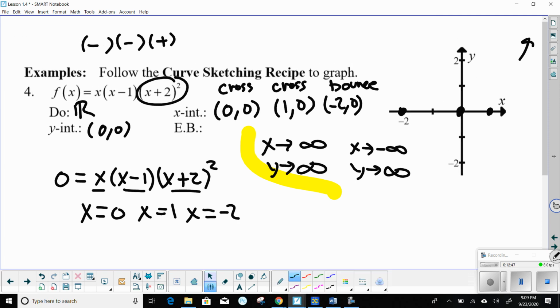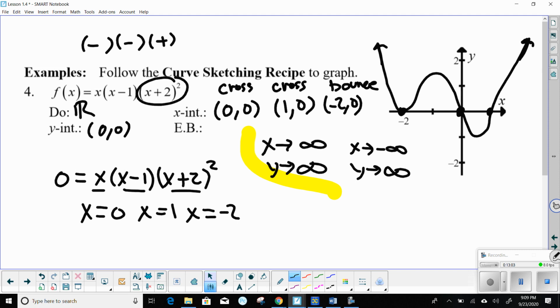Okay, so I know we said go to the left, it's going up. So we said at -2, it has to bounce. So what the graph's going to look like, it's going to come down, it's going to bounce at -2 and go back up. Then it has to cross there, and then it has to cross there. So my graph's going to look something like that.